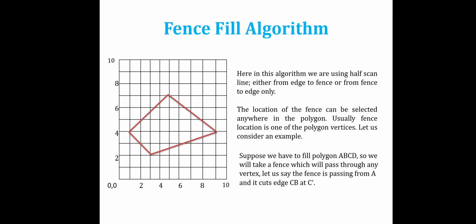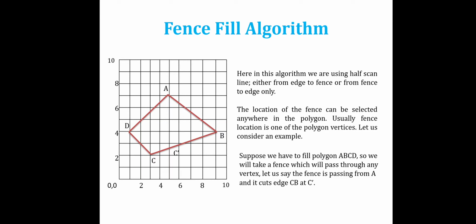So, we will take one fence which will pass through any vertex of this ABCD. So, we are having that fence. Here, from edge to fence or from fence to edge only we are going to scan. Before this, we were scanning from edge to edge. Now we are not going to scan from edge to edge; we are scanning either from fence to edge or edge to fence. How? So, here is polygon ABCD.